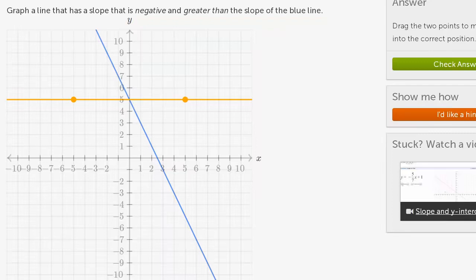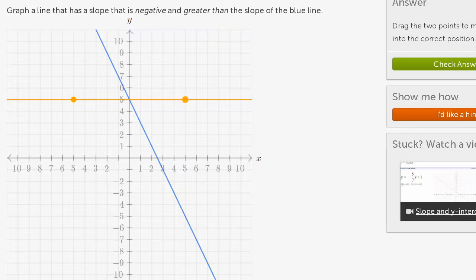Graph a line that has a slope that is negative and greater than the slope of the blue line. So let's think for a second about what slope means. If you use the word slope in your everyday life, you're really talking about how inclined something is, like a ski slope. So for example, this orange line isn't inclined at all, it's flat. So this one actually has a slope of 0.